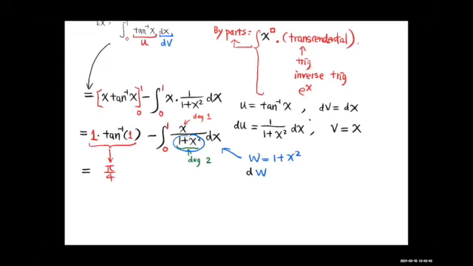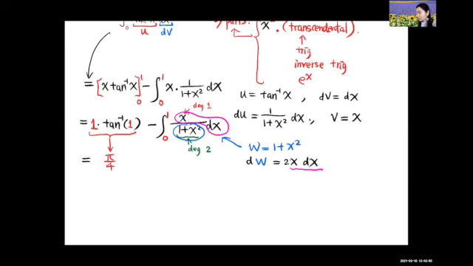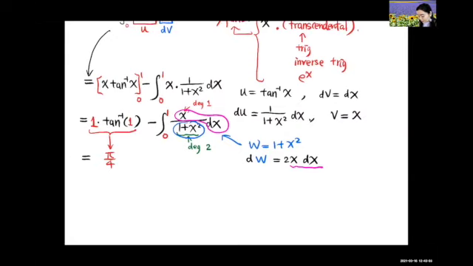2x dx. Yeah, that's equal to 2x dx. And that is going to match with the x dx here. It's going to match with this, right? So you're going to use the substitution method. Okay, so we do the w substitution here.